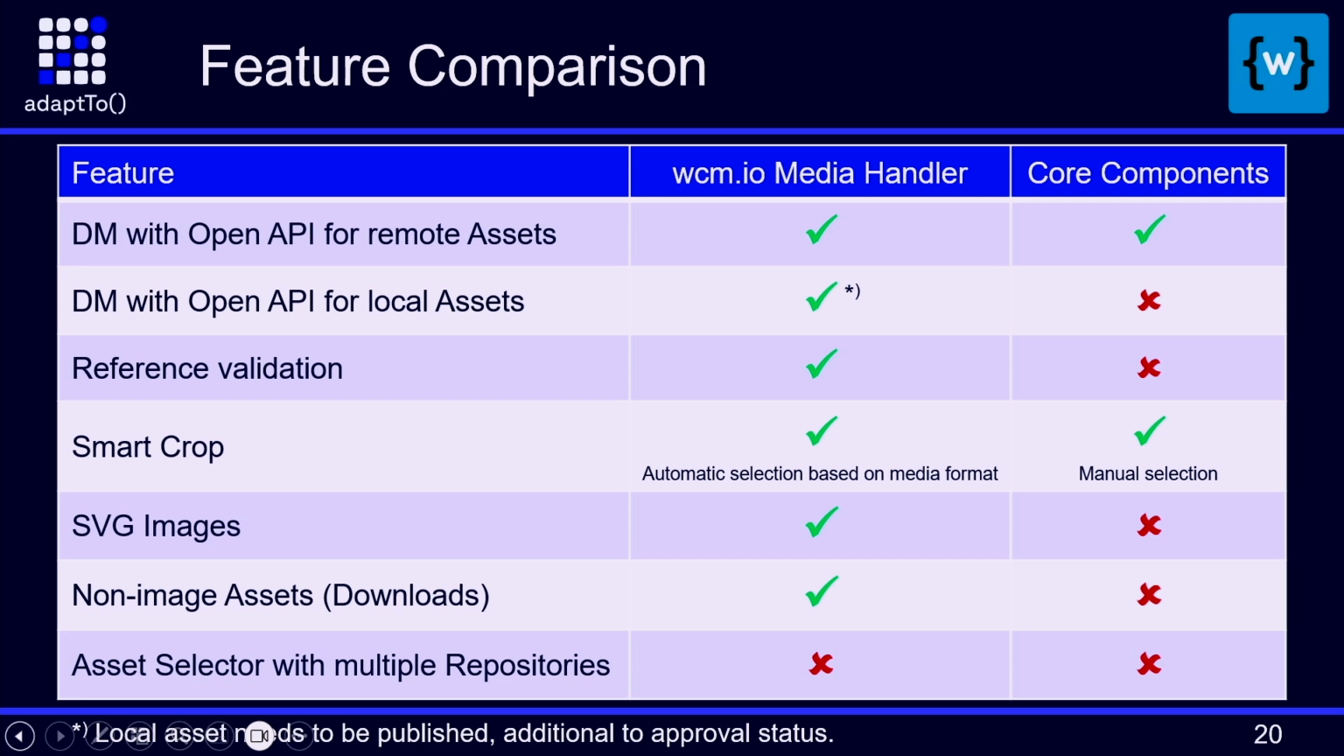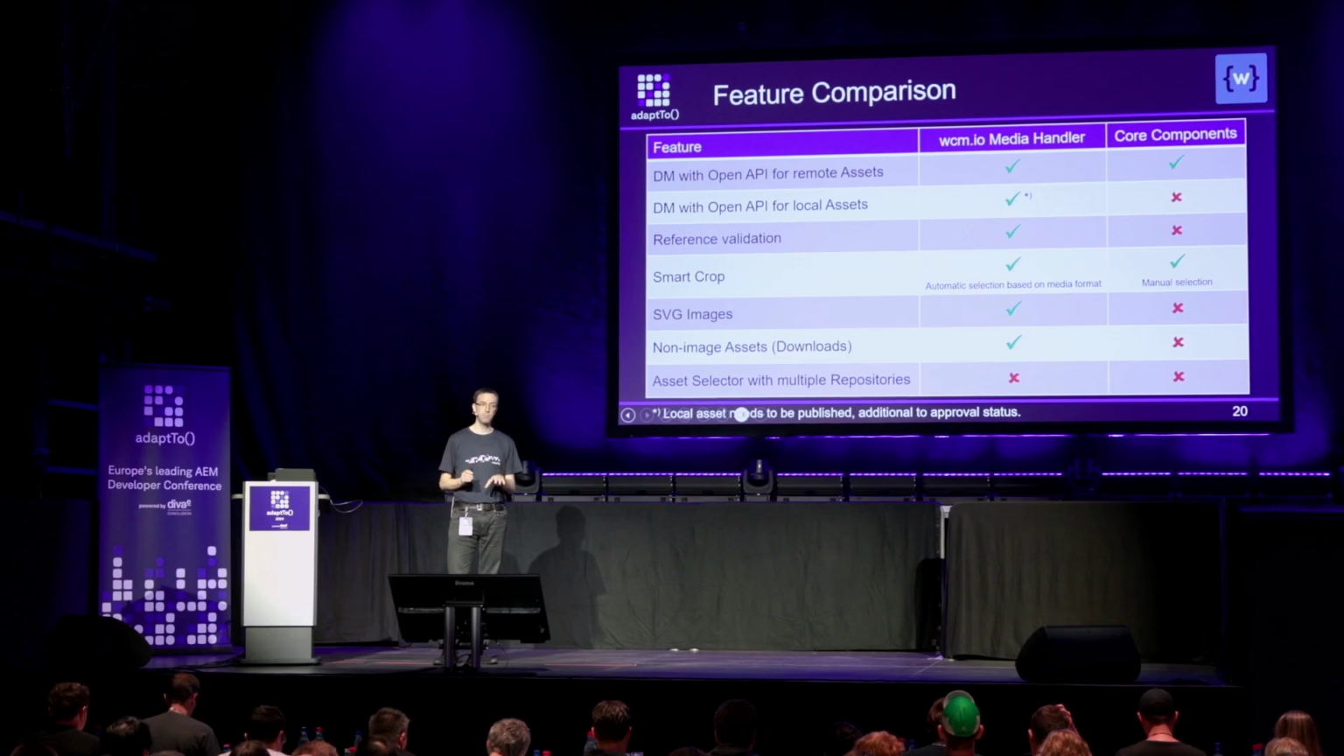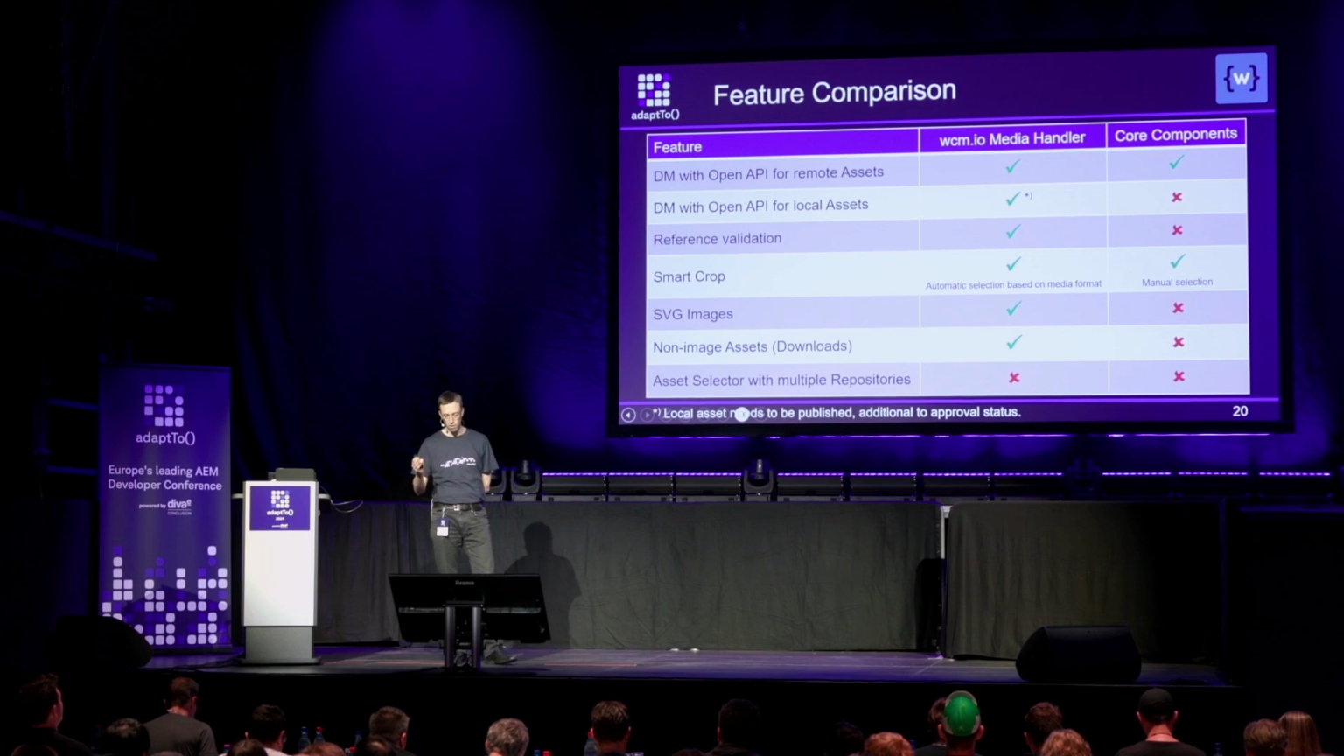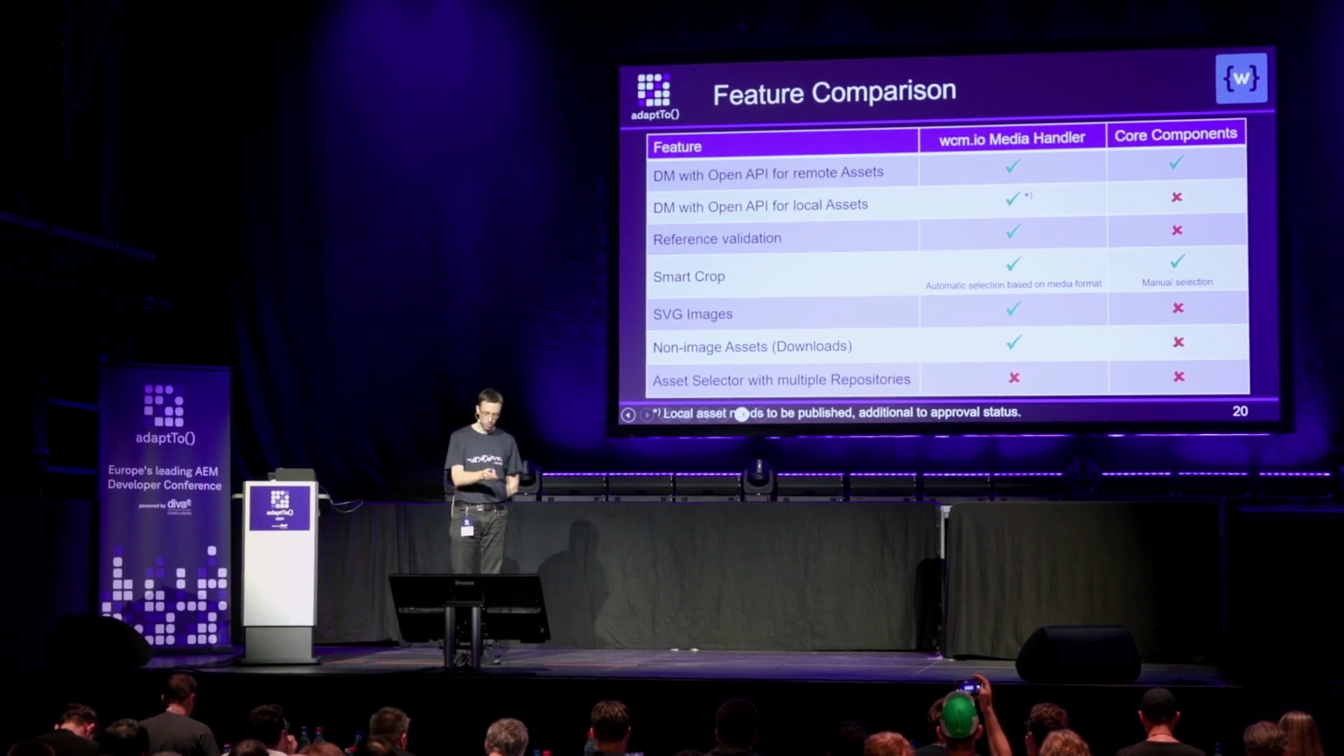Smart cropping is possible in both, but we have a bit different approach. So Media Handler automatically picks the best smart cropping available for the aspect ratio you have configured. In core components, you have to manually pick one of the available smart croppings for each instance where you use the asset. So it's just a different approach. And SVG images and non-image assets are currently only supported by Media Handler.